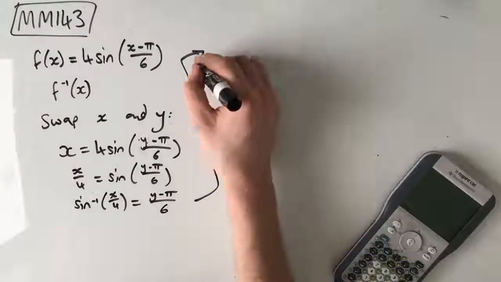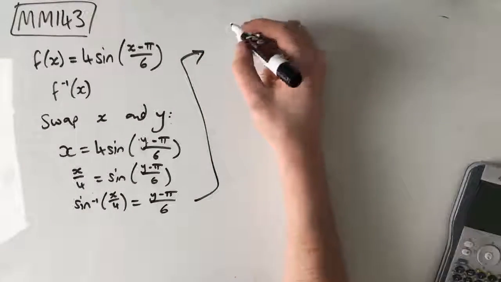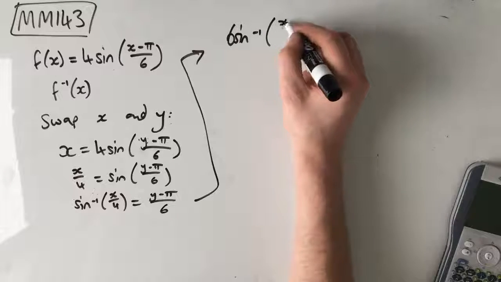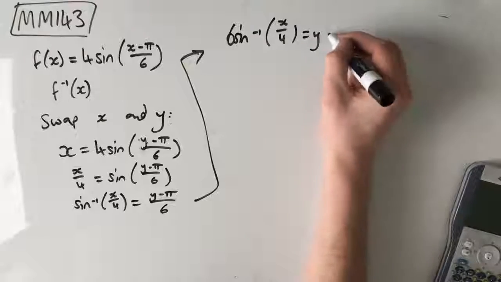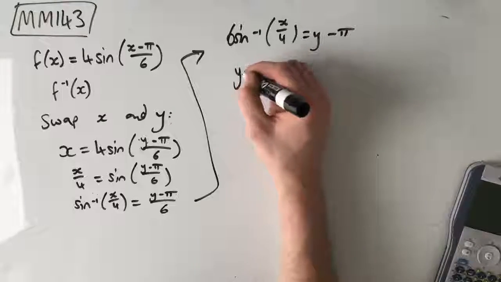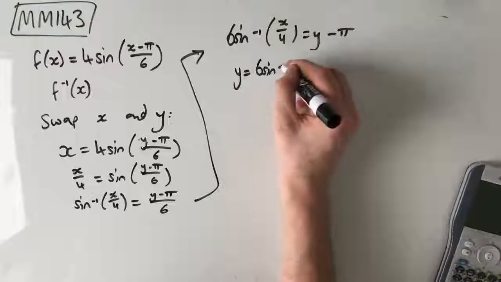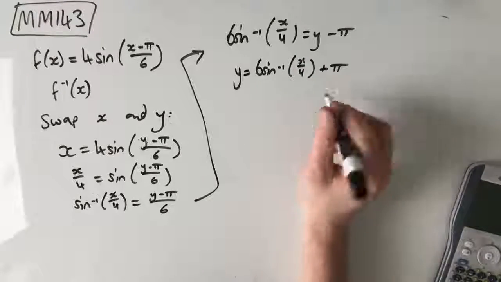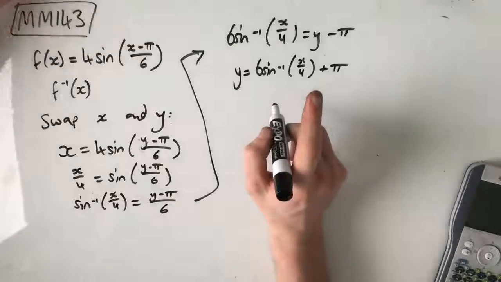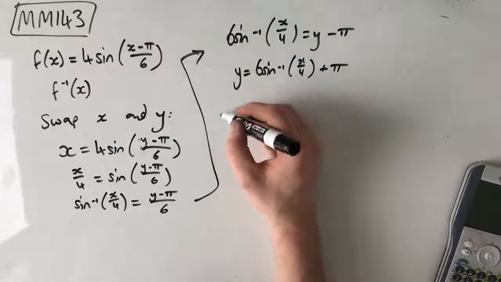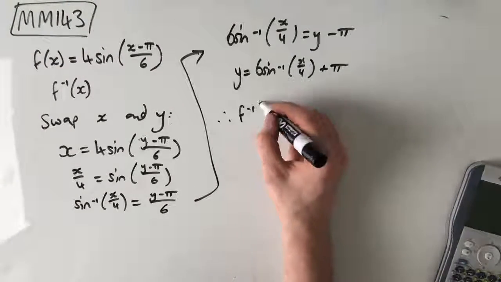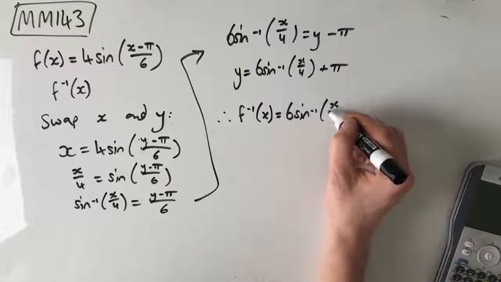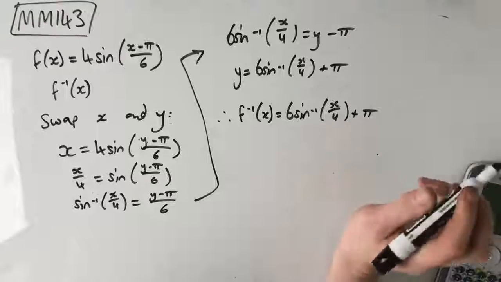Just coming up here for you guys, just so you can see properly, we get 6 times inverse sine of x over 4 equals y take pi, which means that y is equal to 6 inverse sine of x over 4 plus pi. But this is not our final answer because the question asked us for the inverse of f, which means we have to answer it in terms of the inverse of f. So therefore the inverse of f equals 6 sine inverse of x over 4 plus pi.